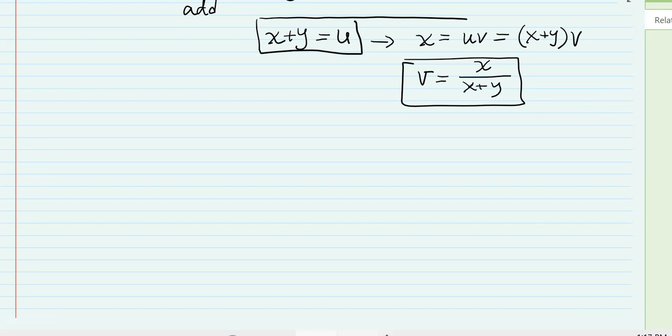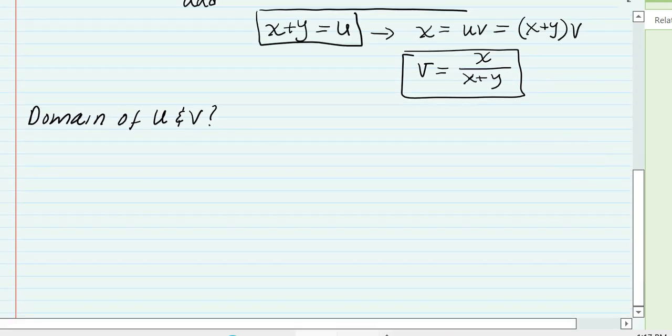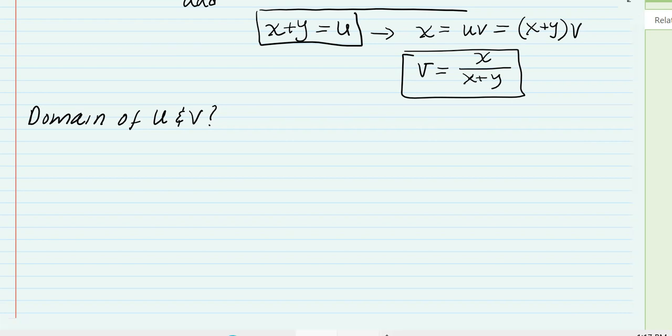The limits of integration under the transformation are going to be the domain of u and v. So our next natural question is, what is the domain of u and v? This one is a bit tricky, but we can handle it. Looking at these expressions for u and v, u is pretty straightforward. Because u is the sum of x and y, and x and y were each between 0 and infinity, it makes sense that u lies between 0 and infinity. So that takes care of u.